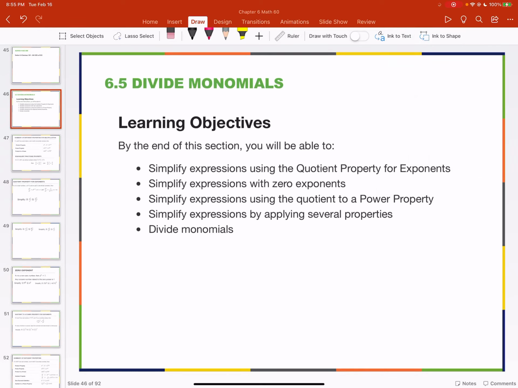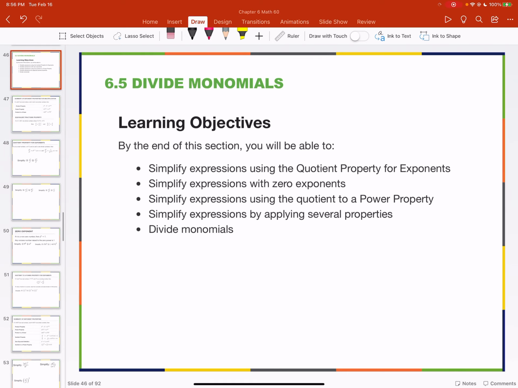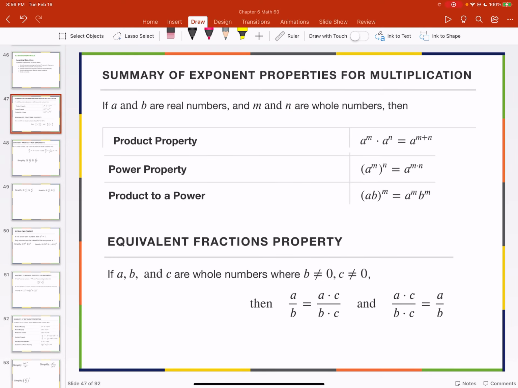Hello, welcome to 6.5, which deals with dividing monomials. It's also a little bit of an introduction to some of the properties of exponents. We're not going to give it all away, but some of them. So let's get into it.